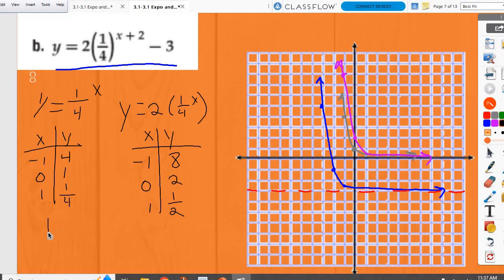So our domain is still going to be all real numbers. But now, what does our range start at? Instead of starting at 0, it starts at -3. So it'll be -3 to infinity. And what questions do we have there?